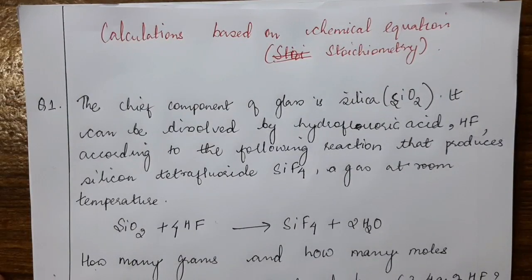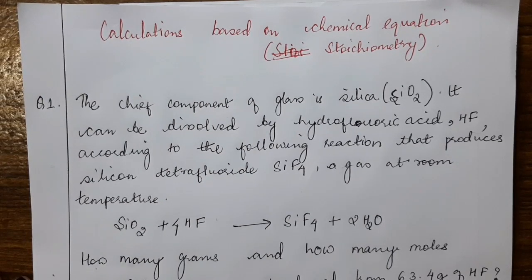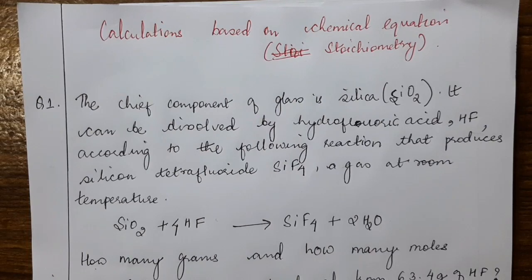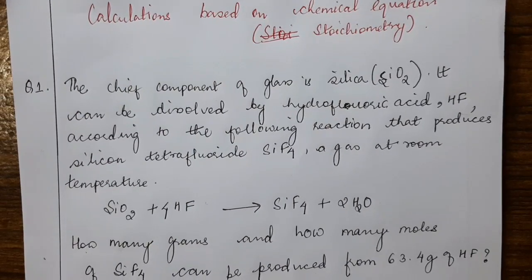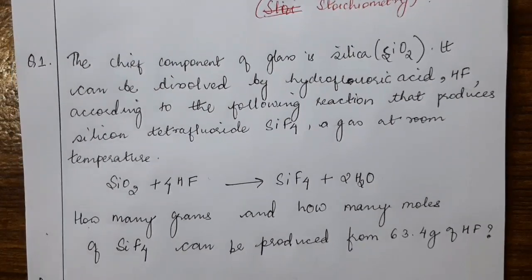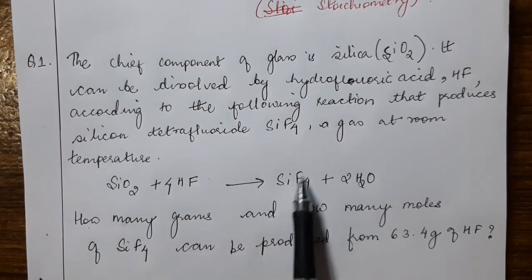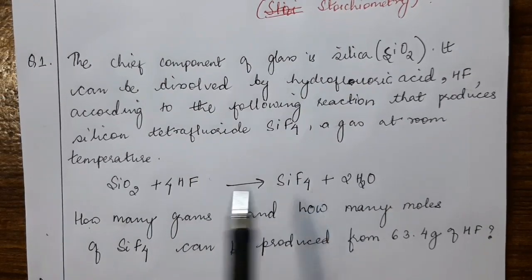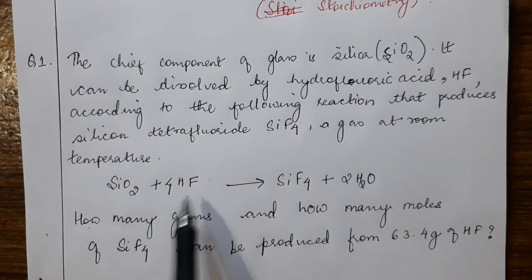Now next, let's see calculations based on chemical equations, which is called stoichiometry. Basically here you'll be given a chemical reaction, and you have to find the chemical equation for it, then balance it. You'll find the balanced chemical equation, and in the question you'll be given the mass of one of the components. For example, suppose this is the chemical reaction and you're given the mass of SiF4. You have to find the mass of the other, say, what is the mass of SiO2, or what is the mass of HF.